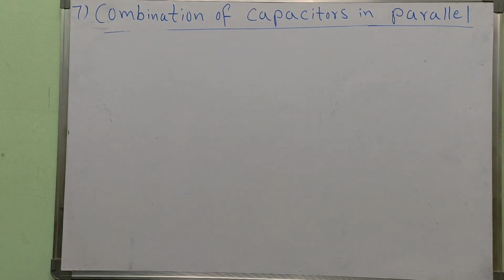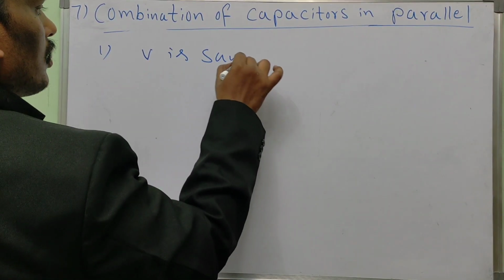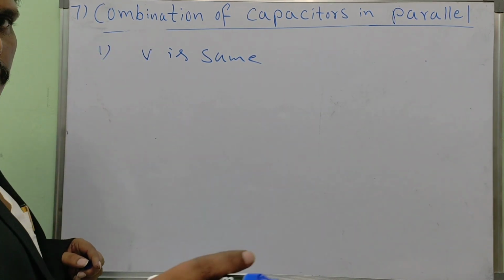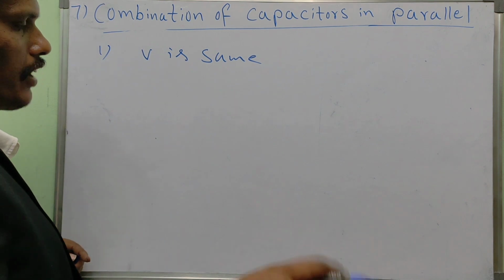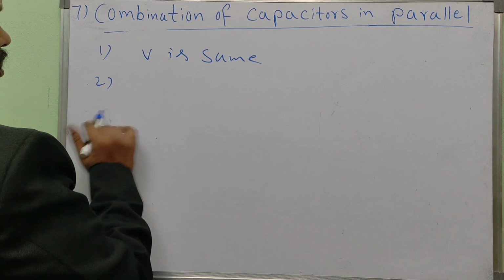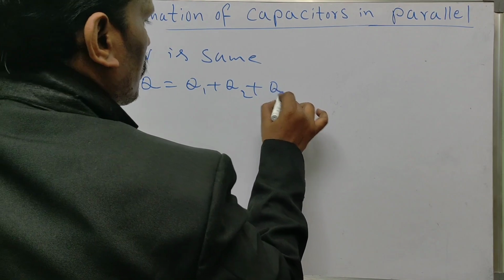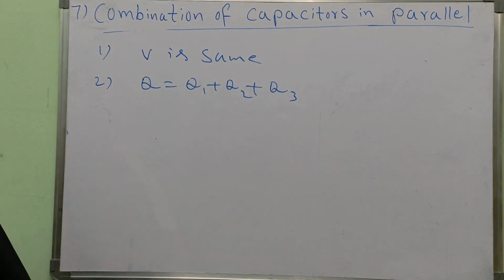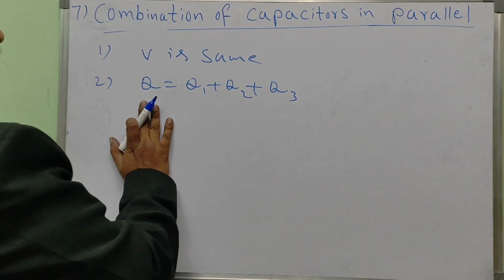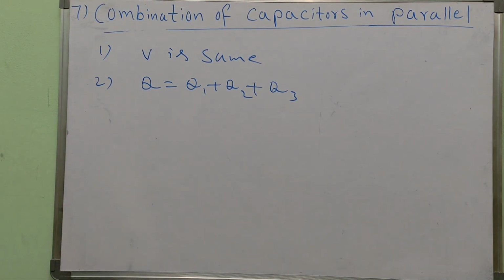Here, what are the points we need to remember? First point, V is same, potential is same. Means across the individual capacitors and across the equivalent capacitance Cp of the three connected in parallel, the same potential V. Second, what about the charge? We are going to get Q1 plus Q2 plus Q3. This is the charge on equivalent capacitance Cp, that is, the sum of the individual charges present on each and every capacitor.